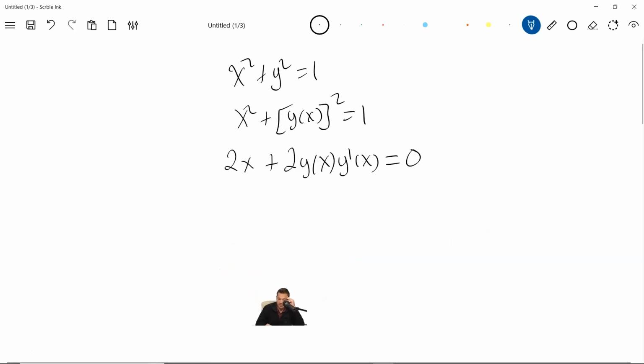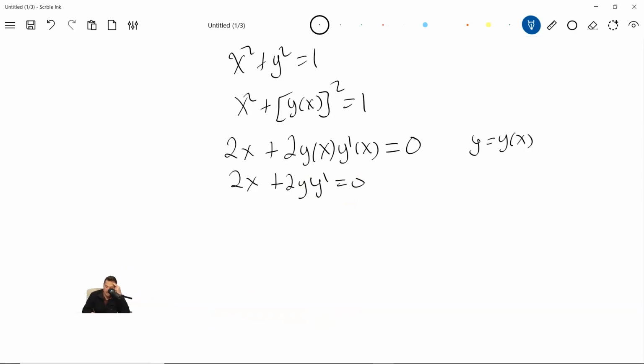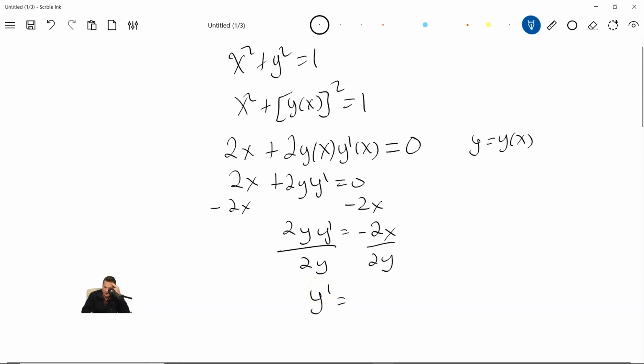Now at this point, most people don't use the y of x as the notation. It's a bit too cumbersome, so keeping this in mind, remember y in this context will basically mean y of x. I'm going to rewrite this: 2x plus 2y times y prime equals 0. And now let's get y prime by itself. So I'm going to subtract 2x from both sides. So 2y times y prime equals negative 2x, and then divide through by 2y. So y prime equals negative x over y.